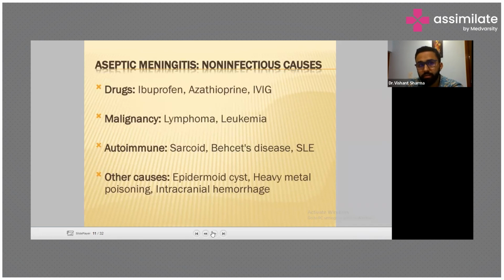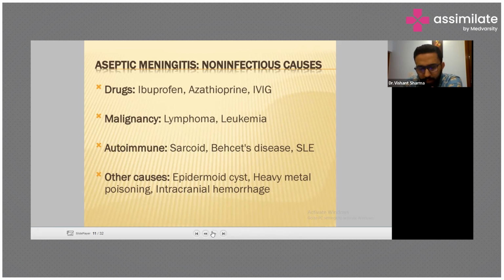The non-infectious causes of aseptic meningitis can be drugs, especially ibuprofen, azathioprine, and IVIG. So we should always maintain the doses properly and know what needs to be given. You need to remember ibuprofen and azathioprine because many cases have been reported. Also malignancies, especially lymphoma and leukemia, and autoimmune causes like sarcoid and Behcet's disease. You can remember this, and other causes can be epidermoid cysts and intracranial hemorrhages.